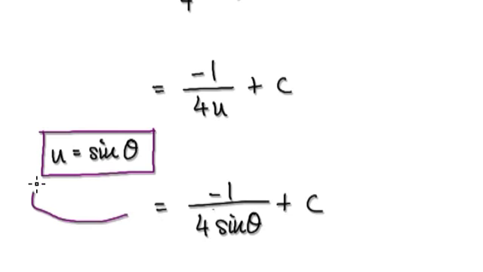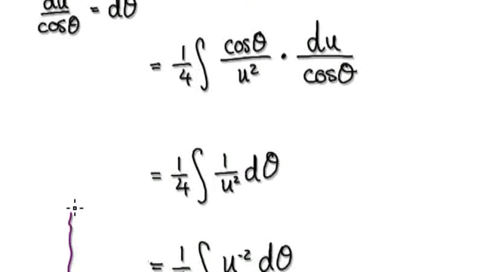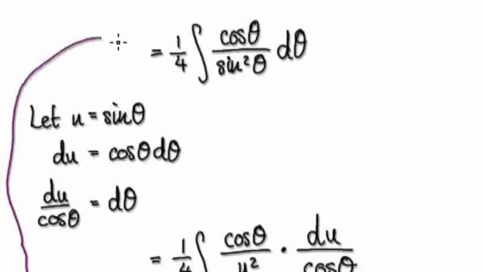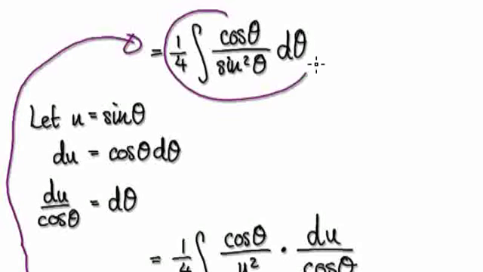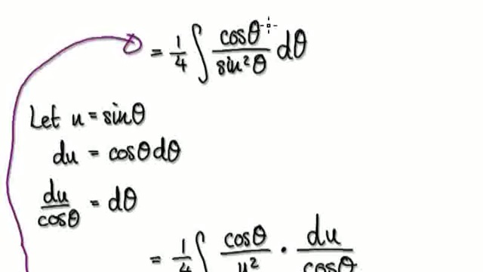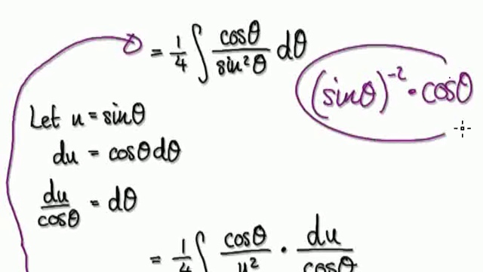But the point that I'm trying to make is, let's go all the way back up here. When you are here, rather than doing this substitution thing, integrate it straight away. When you look at this, train yourself to visualize this thing here as this: sine theta to the power of -2 times cos theta. So this thing here is exactly the same as this thing here.